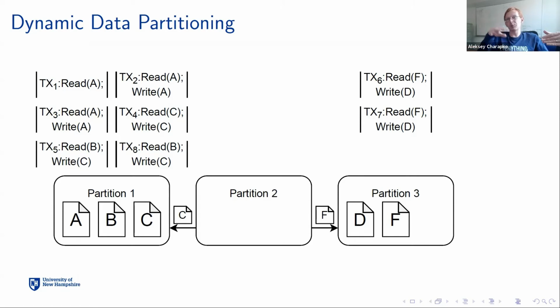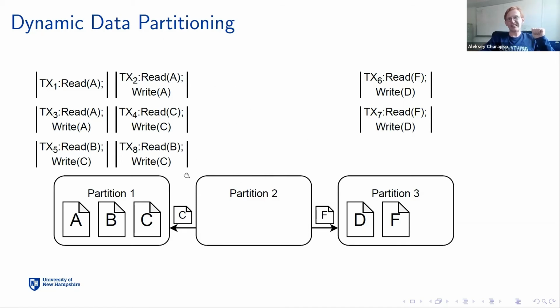If the workload pattern doesn't change, then I have prepared myself for the future, right? So the future read B, write C transaction will not have any movements whatsoever. So if the workload is the same, then this locality will persist, and we can keep gaining the benefit into the future batches.